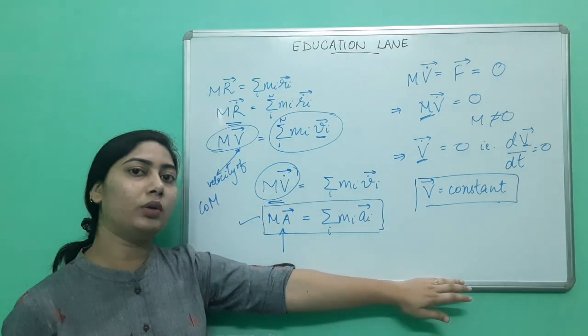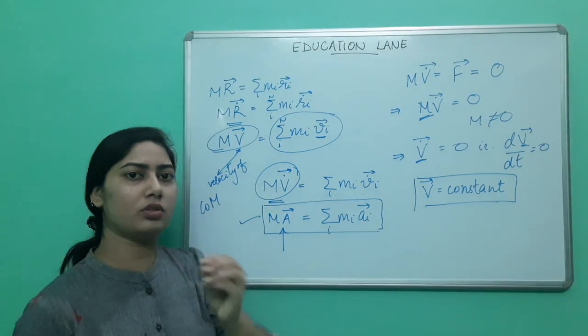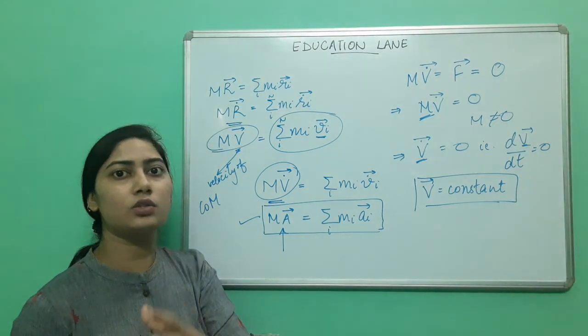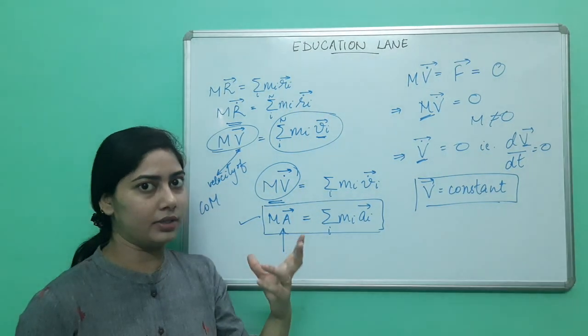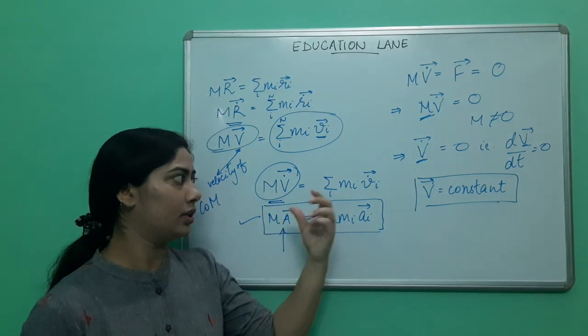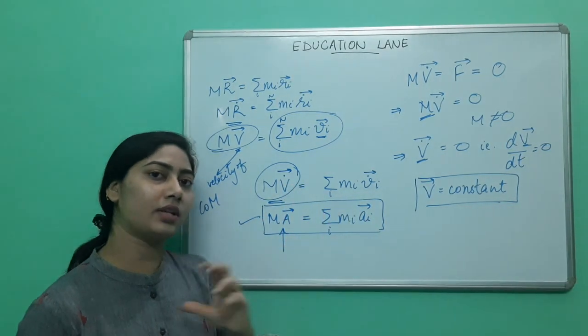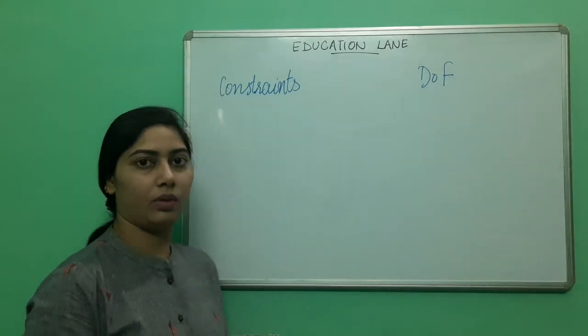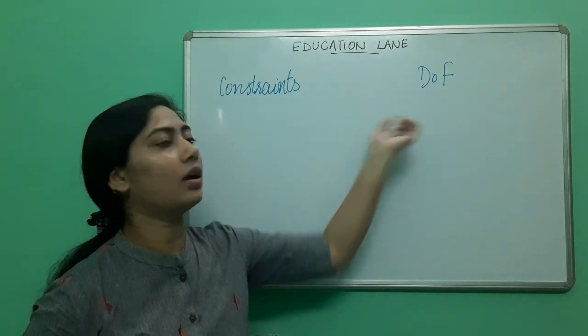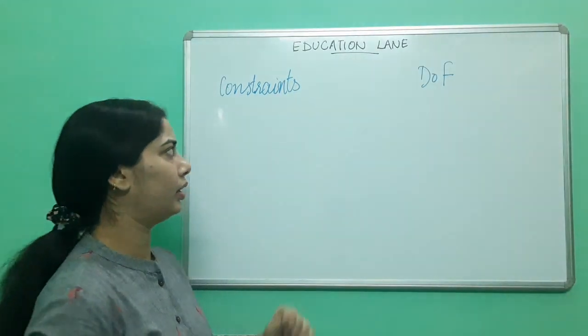Today I am going to tell you two small definitions or two small concepts: degrees of freedom and constraints. So let's get started with the constraints and degree of freedom.